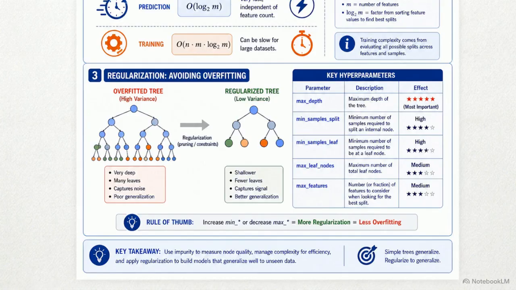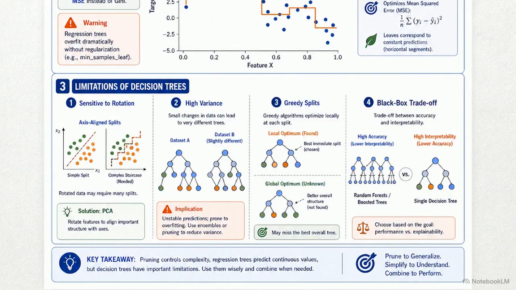But that greedy reduction has a cost. If left unconstrained, the tree will continue splitting until every leaf has exactly one sample. Looking at this diagram, you can see the result, an overfitted tree that has perfectly memorized the random noise of the training data. This creates high variance.